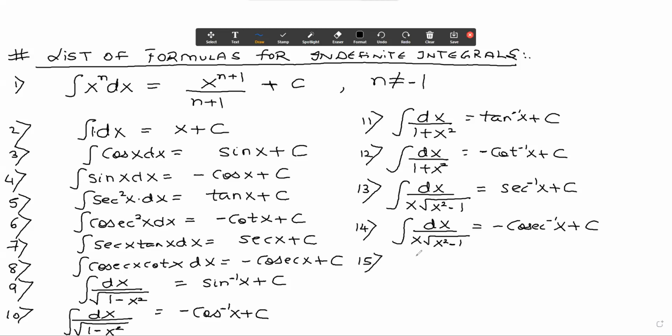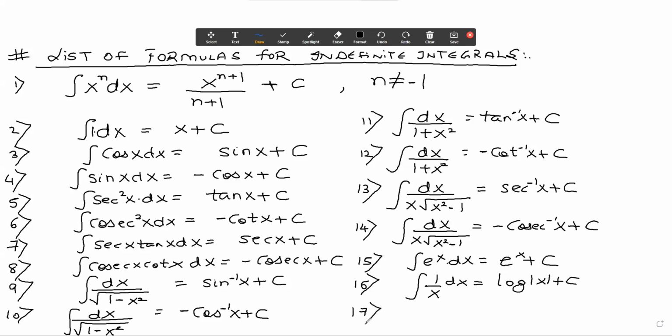15th formula, integral e to the power x dx is e to the power x plus c. Integral 1 upon x dx is log of mod x plus c. And the last formula, integral a to the power x dx is a to the power x by log a plus c.